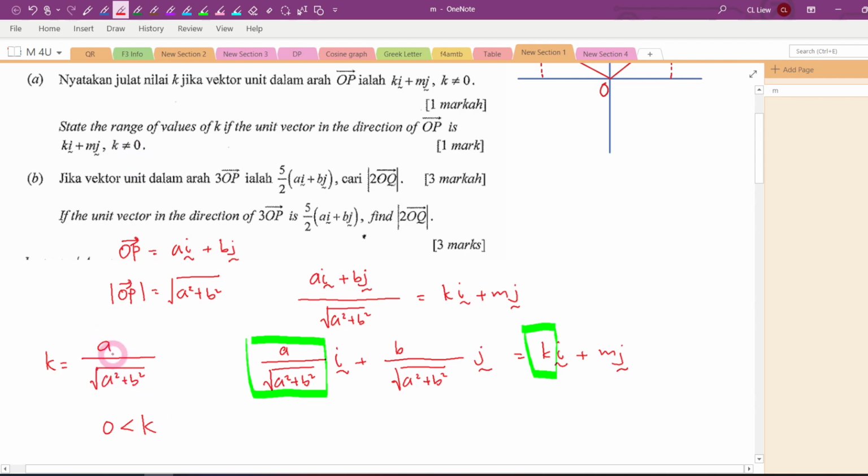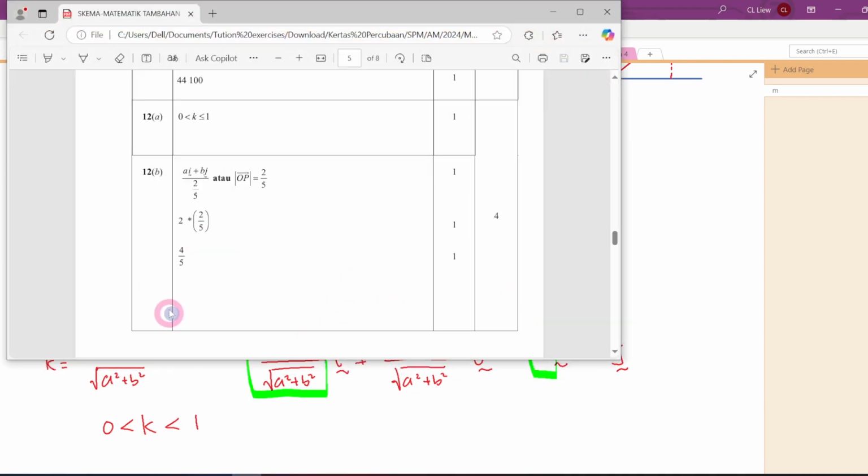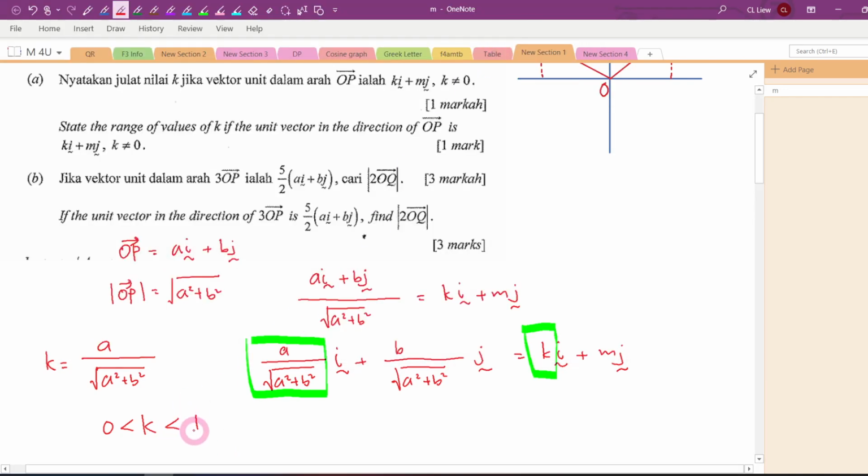Now try to think, this is a divided by the square root of a squared plus b squared. The number in the denominator will be larger than the number in the numerator, so this is not going to be greater than 1. So I'm going to write less than 1. Can it be equal to 1? If you look at the marking scheme given, I think the given answer is k is less than or equal to 1. But I think it's less than 1, not equal to 1.